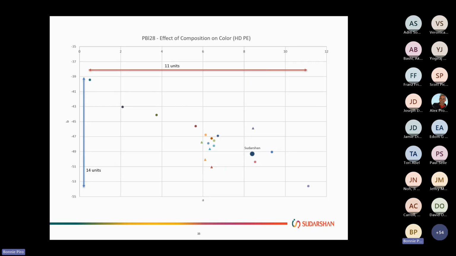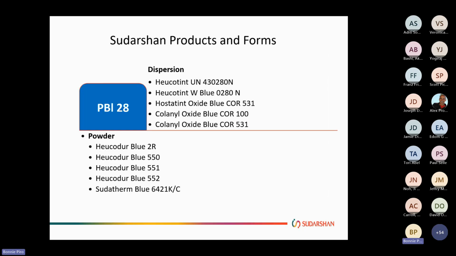So if I zoom into just the Blue 28s, you can see how we were able to evaluate shift in the metals to shift the hue and where we wanted to be. So we can move that redness to greenness quite significantly with respect to how we make the ratio of the metals in the crystal. From a product's perspective, this shows up in a number of areas with respect to liquids as well as powder forms.